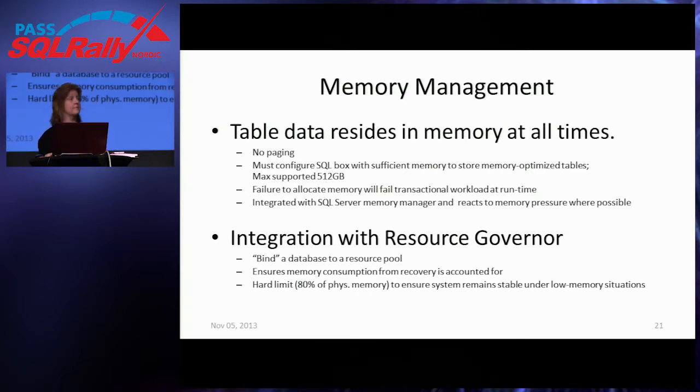And also, as of CTP2, the whole in-memory OLTP system is integrated with Resource Governor, so you can bind a database to a resource pool, and that resource pool could have an upper limit of memory. If you don't want most of your memory to be eaten up by your memory optimized tables, you can bind the database to a resource group and set an upper limit there. But even if you want to use most of your memory for memory optimized tables, you can't. There is a hard physical limit of 80% of physical memory can be used for memory optimized tables across all your databases.